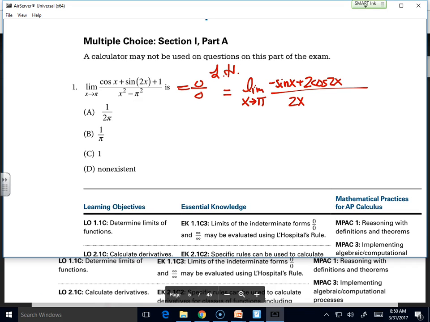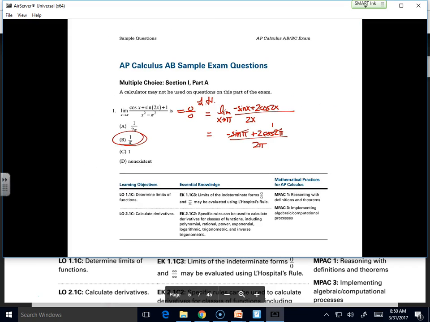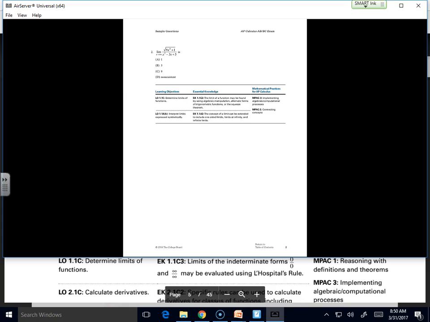Plug it in, plug it in. Maybe sine of pi plus 2 cosine of 2 pi, all over 2 pi. Sine of pi is 0. Cosine of 2 pi is 1. The 2 over 2 pi reduces. Look at those 4 answer choices. Got it? Down below it just says, hey, we're showing you how to do L'Hopital's. You're like, great, thanks. I should have figured that out on my own.